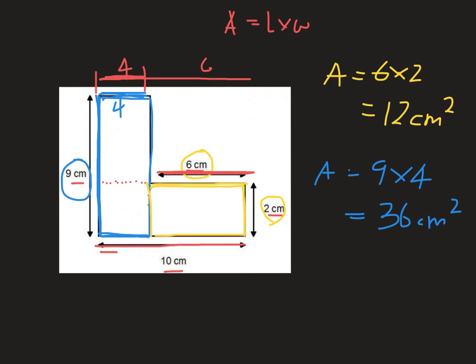Then to find the area of the whole thing, we would want to add them together. So add 12 and 36. The area of this compound rectangle is going to be equal to 48, excuse my 8, square centimeters.